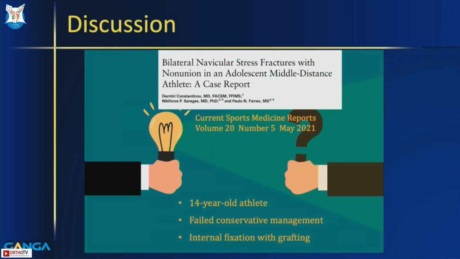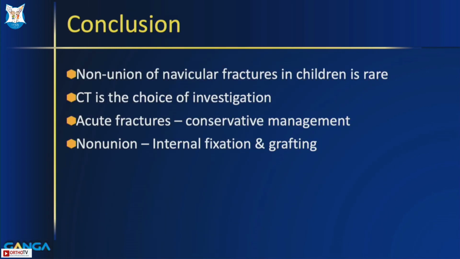This is one of the presentations that we saw in the literature. CT is the investigation of choice when we are suspecting navicular non-unions, but in stress fractures, as Sir said, we can do an MRI also. In acute fractures, conservative management is the treatment line, and in non-union, we can go with internal fixation and grafting.